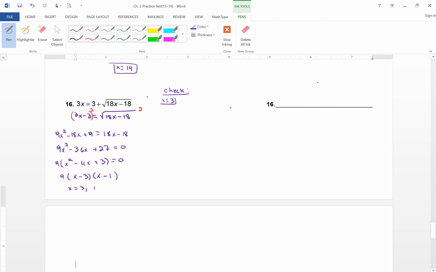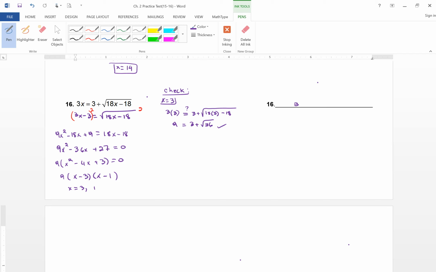Okay, so here we're going to check x equals 3. So we say, all right, so 3 times 3, is this equal to 3 plus the square root of 18 times 3 minus 18? And this is 36. So 9 equals 3 plus the square root of 36. That works, right? Okay, so, okay. Who has a question?